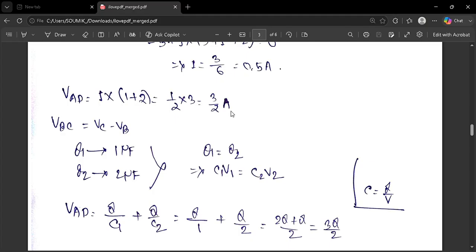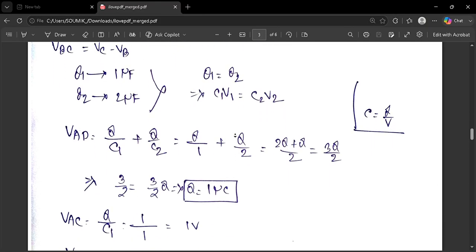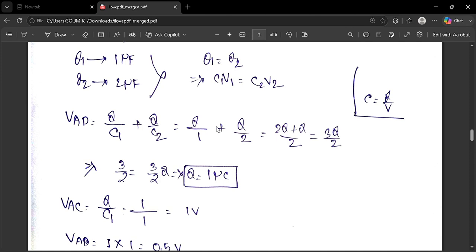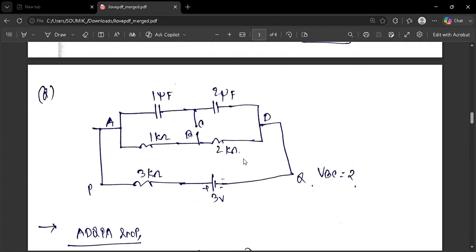And from this expression, by equating this VAD is equal to this, we can find out Q, the charge of each capacitor, and that is 1 microcoulomb. And we have to find out VBC, VB minus VC.